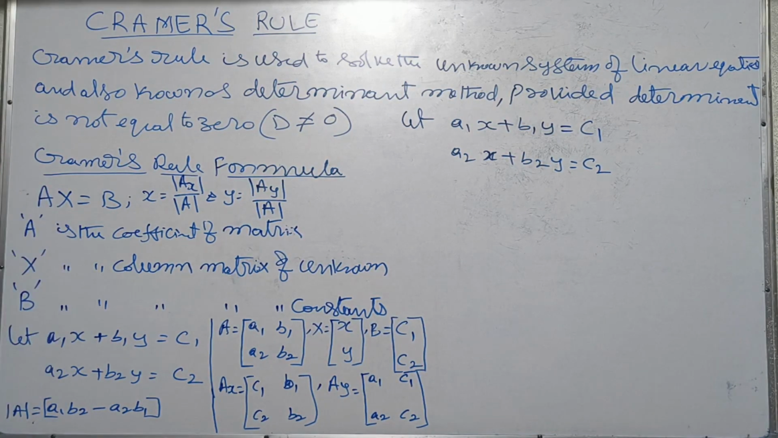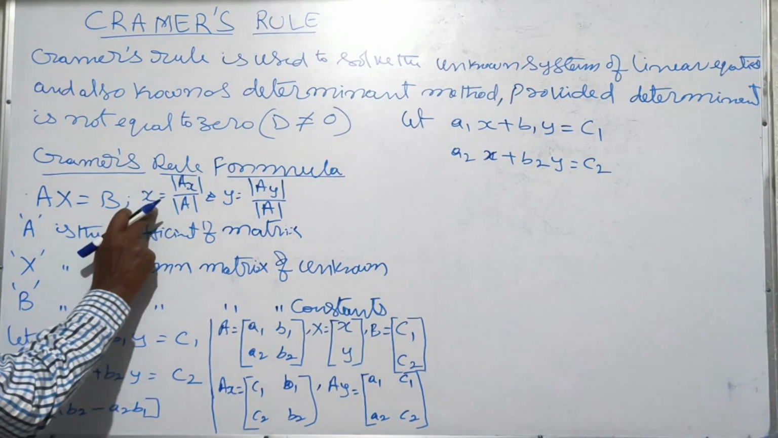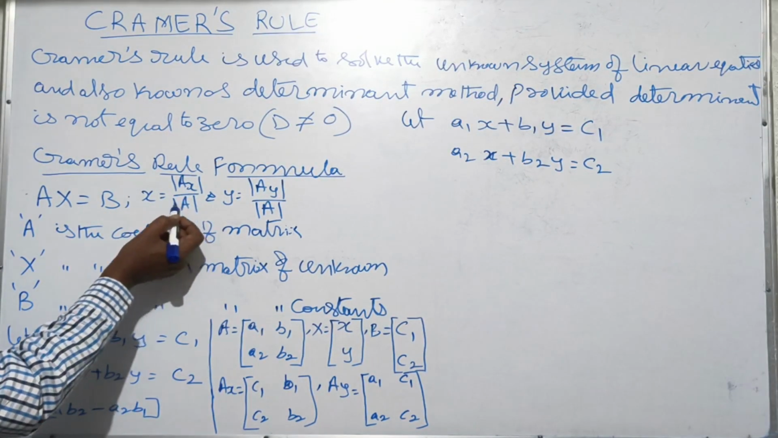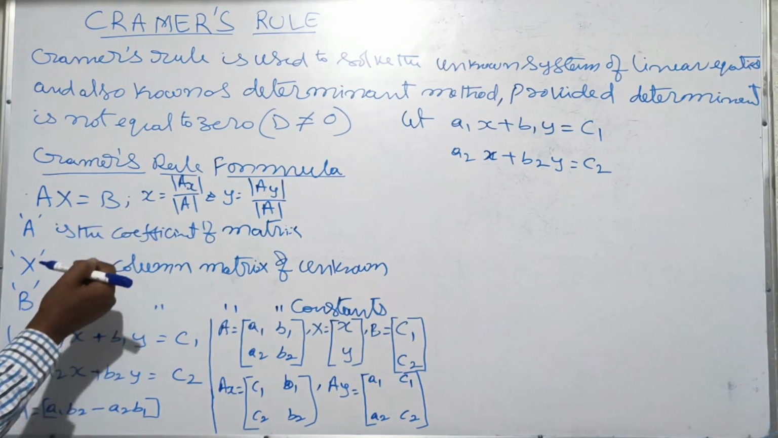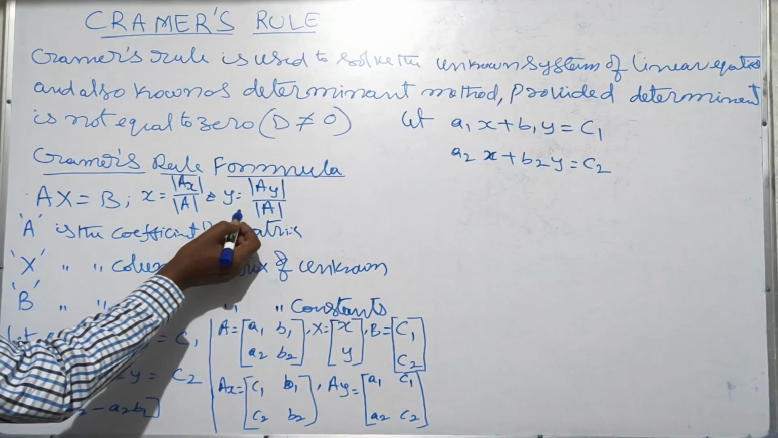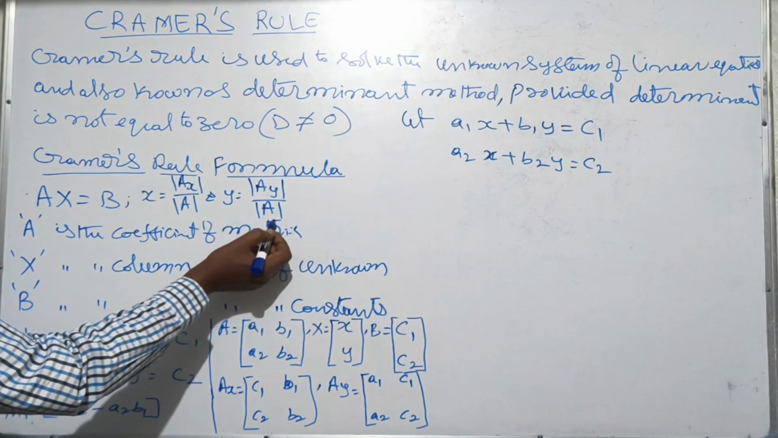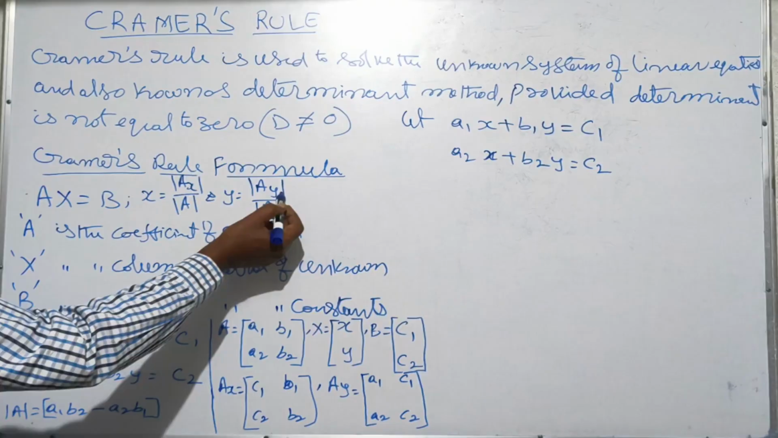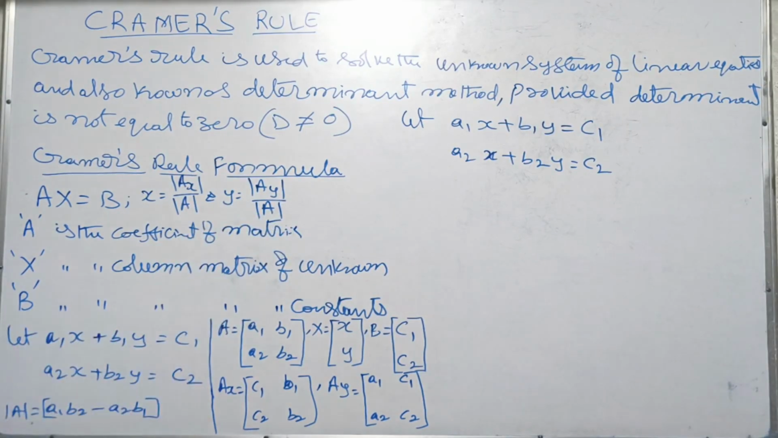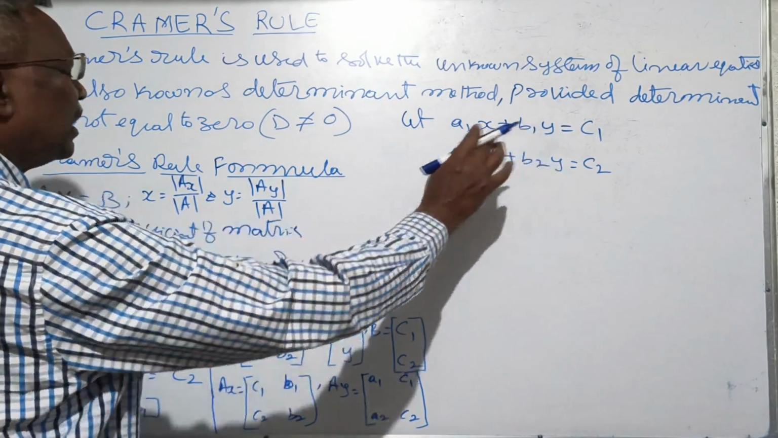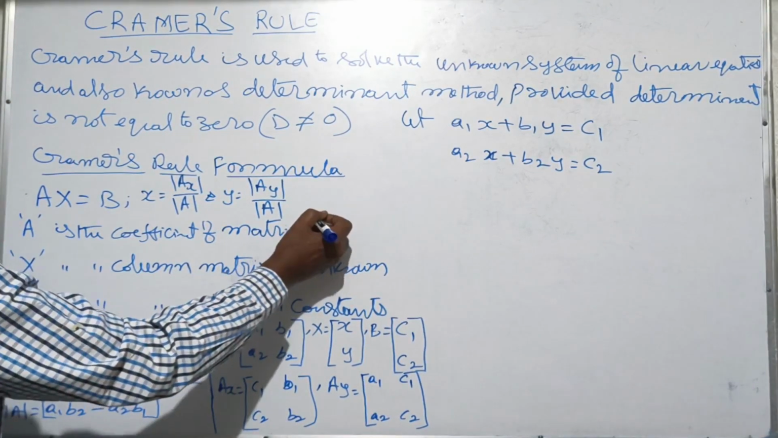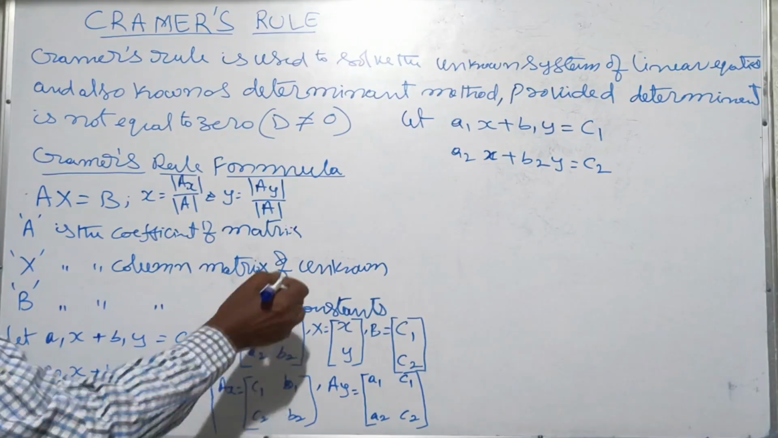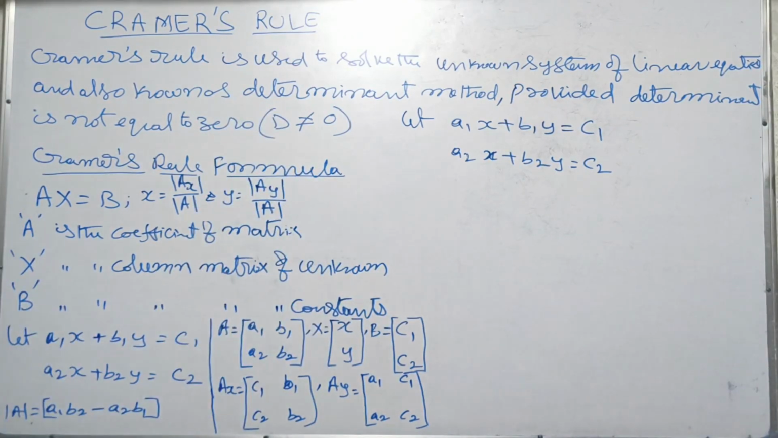After multiplication and simplification, we get x is equal to determinant of Ax by determinant of A. Similarly, y is equal to determinant of Ay by determinant of A. If it is a 3 variable linear equation, then z is equal to determinant of Az by determinant of A.